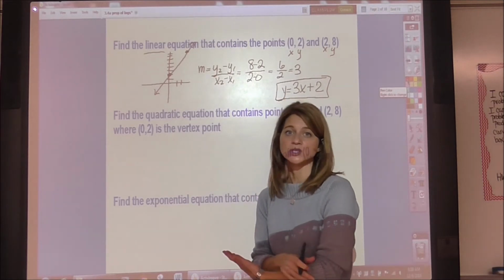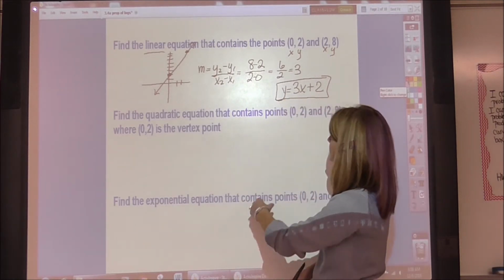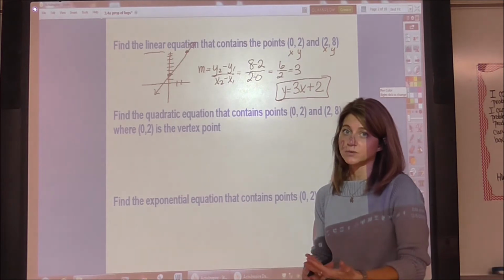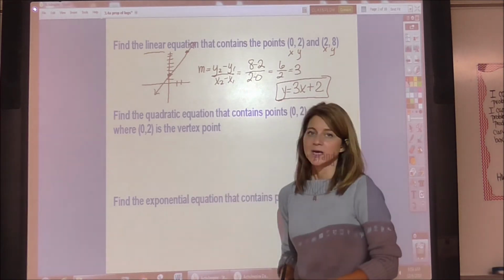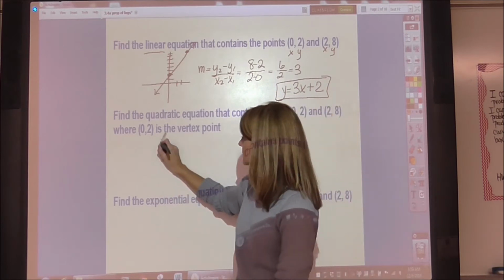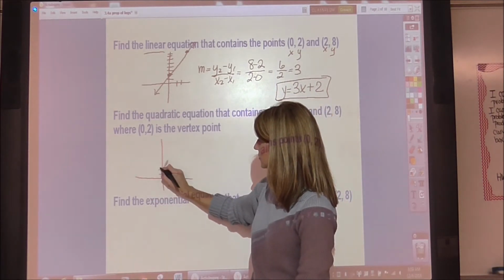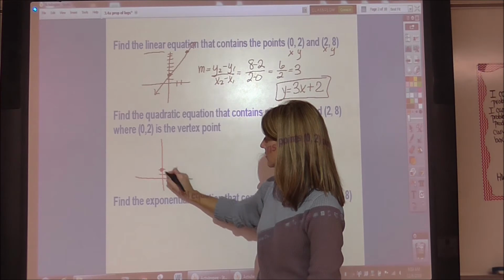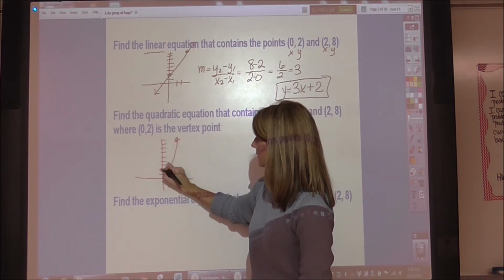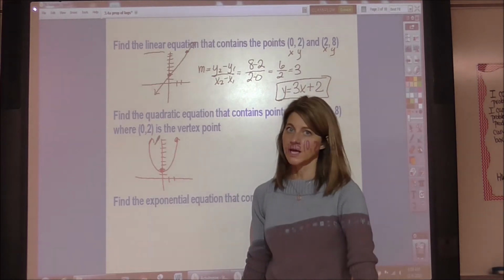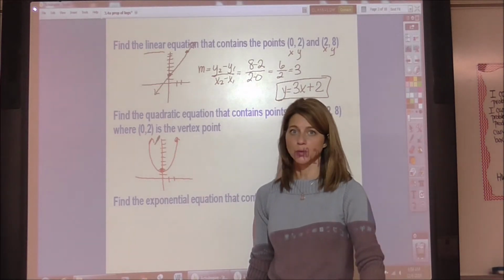Now look at the information that you are given. It says it's got these points, the same points, (0, 2) and (2, 8). And by the way, (0, 2) is a vertex point. So this time, when I have (0, 2) as a vertex, I've got a parabola like this. Not a line, a parabola, no slope.